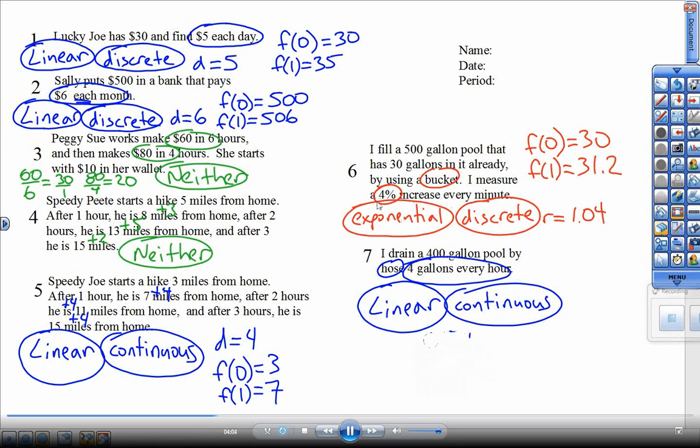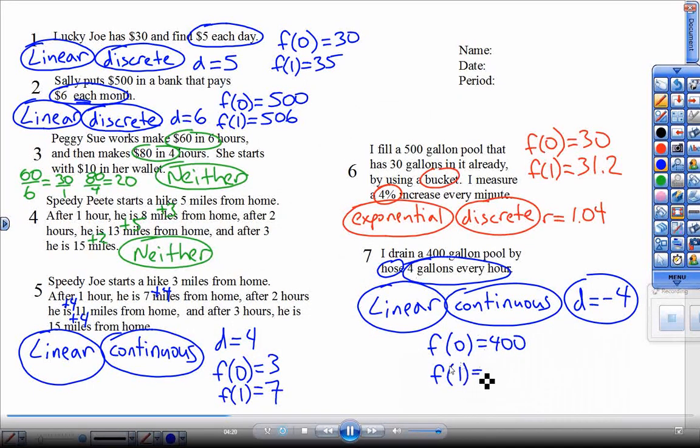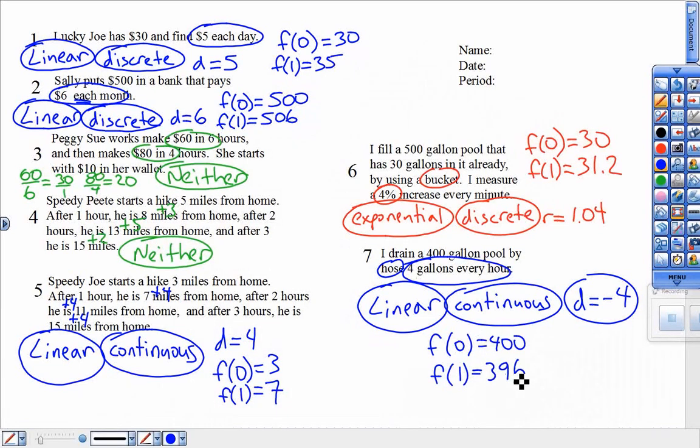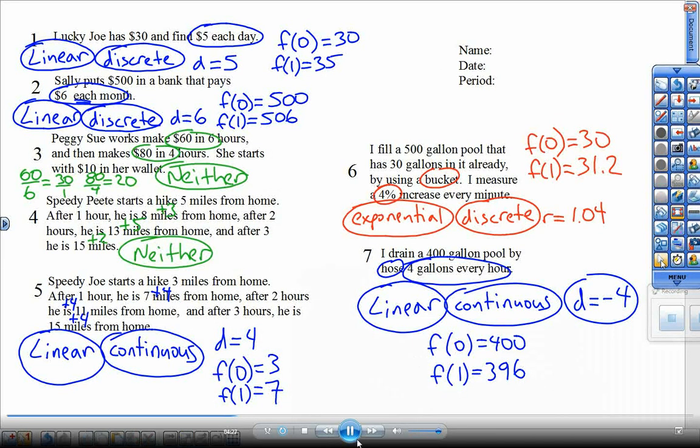If it's going down by 1%, this would have been 0.96. So again, D equals negative 4. And then my zero term is how much was originally in the pool, 400. After 1 hour, 4 gallons later, it goes down to 396. It's down by 4 gallons. All right, the first word is blue. Blue. All right, so again, I need you to write all of these words and this information.